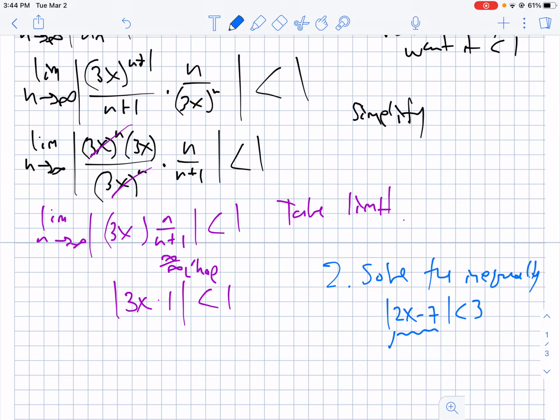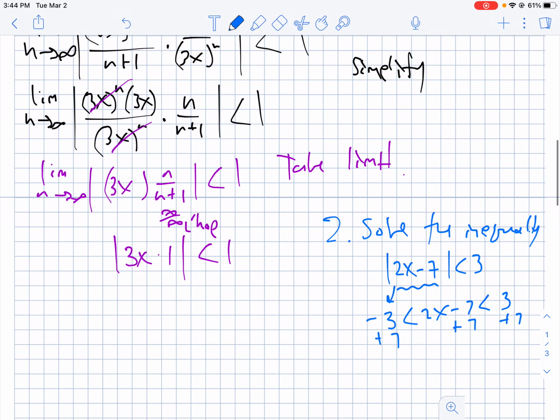So what you do is you remove the absolute value signs. You do -3 is less than 2x - 7 is less than 3. And then whatever operations you do, you do to all three sides of the inequality. So you end up getting 4 is less than 2x is less than 10. So you know 2 is less than x is less than 5. Just divide everybody by 2. That's what we're going to do here.